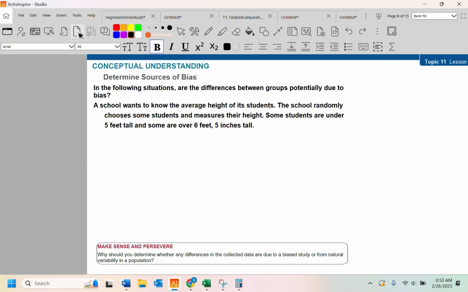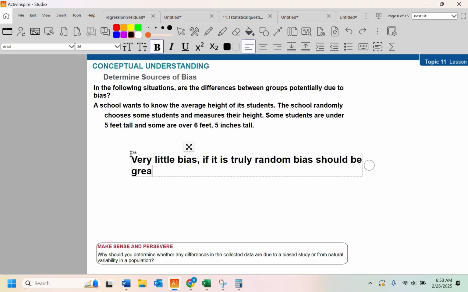All right, in the following situations, are the differences between groups potentially due to bias? The school wants to know the average height of its students. The school randomly chooses students and measures their height. Some students are under 5 feet and some are over 6 feet, 5 inches. I don't believe there is much bias. I think there's very little bias, because if it was truly random, bias should be greatly eliminated. You can't eliminate it completely.